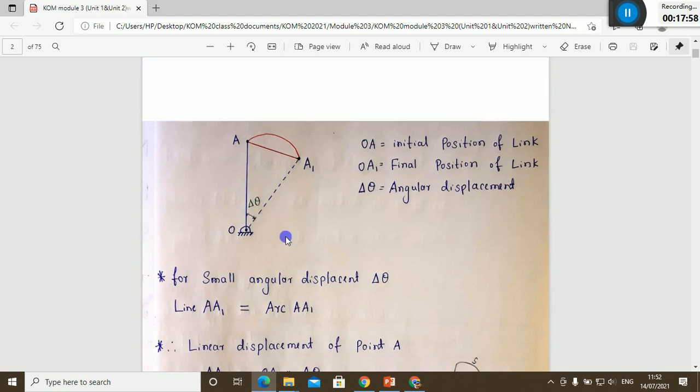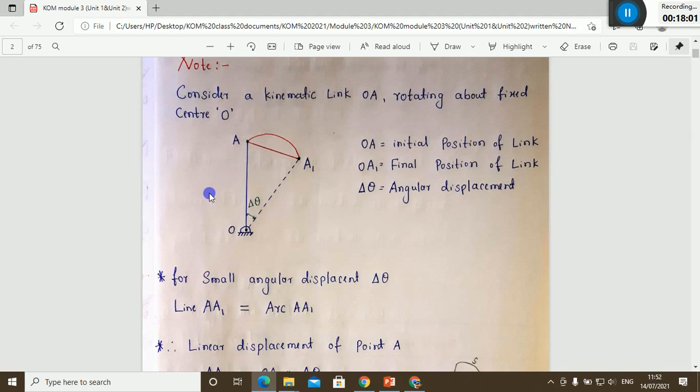Whenever the kinematic link OA is rotating in a clockwise or counterclockwise direction, in this case it is rotating clockwise. It has traveled through an angular displacement delta theta. You can consider it very small, where OA is the initial position, OA1 is the final position, and point A is tracing this arc. Whenever the angle is very small, I can consider the shortest distance between A and A1, and this arc, as the same. Line AA1 is equal to arc AA1 for small angular displacement.